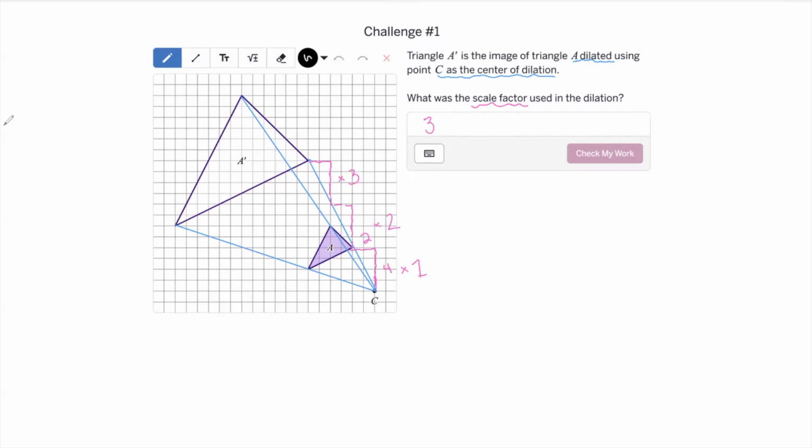And then it says we can check our work. See if it'll let me. Okay, I can type in the 3 and then I can check my work. And that's what it'll do. It'll make it 3 times bigger. Ooh. Okay. Let's look at the next slide. So I'm going to clear this.